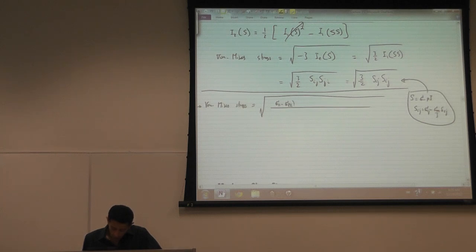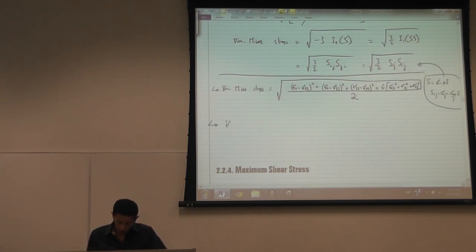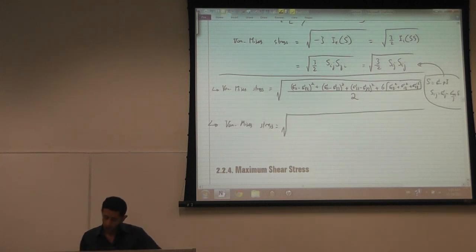sigma 11 minus sigma 22 squared, plus sigma 11 minus sigma 33 squared, plus sigma 22 minus sigma 33 squared, plus 6 times sigma 12 squared plus sigma 13 squared plus sigma 23 squared, all divided by 2. If you use a coordinate system in which the stress is diagonal, then sigma 12, sigma 13 and sigma 23 are 0. So you're going to be left with sigma 1 minus sigma 2 squared plus sigma 1 minus sigma 3 squared plus sigma 2 minus sigma 3 squared.